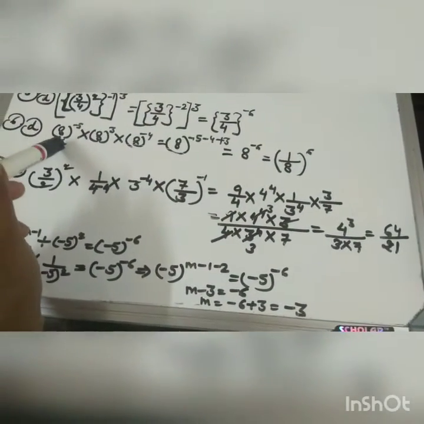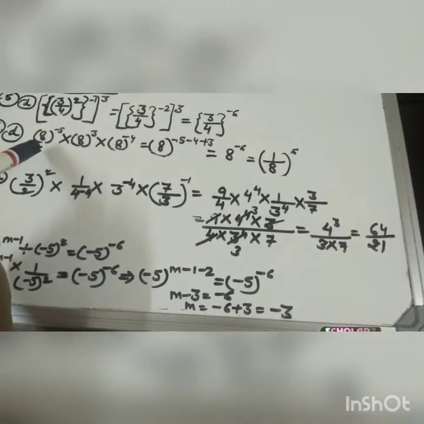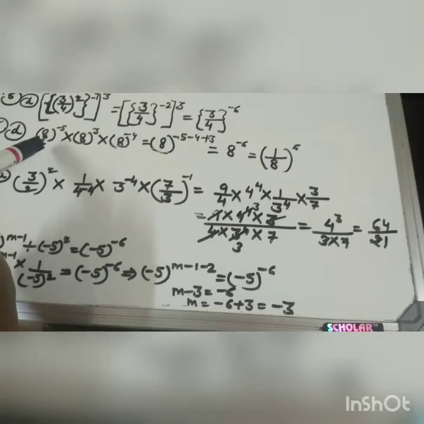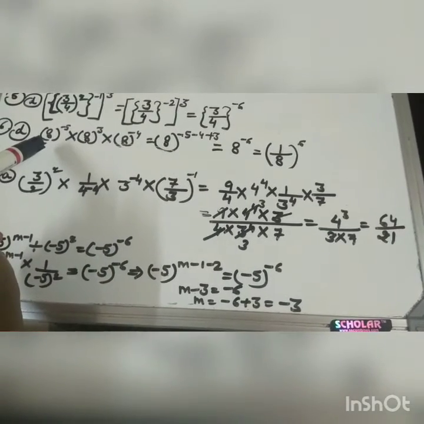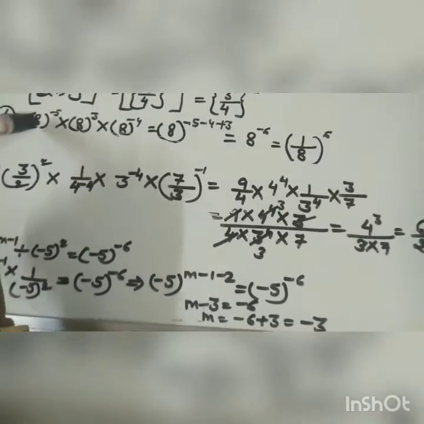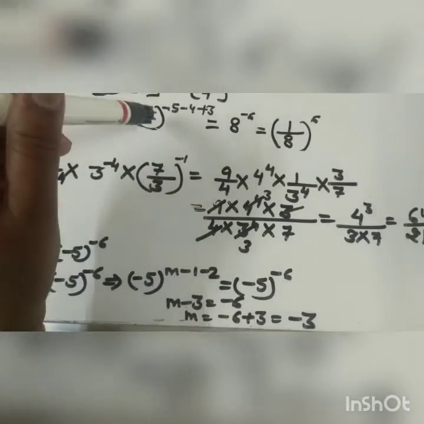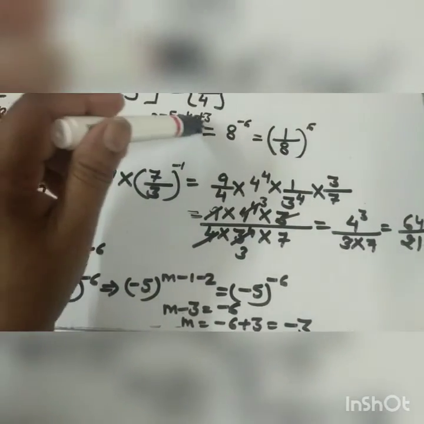Now in question number 6, D part. I am doing D part. Question says express it as a positive exponent. Now positive exponent means 8 to the power minus 5, 8 to the power 3, 8 to the power minus 4. Now bases are same here, so you can add or subtract the powers.